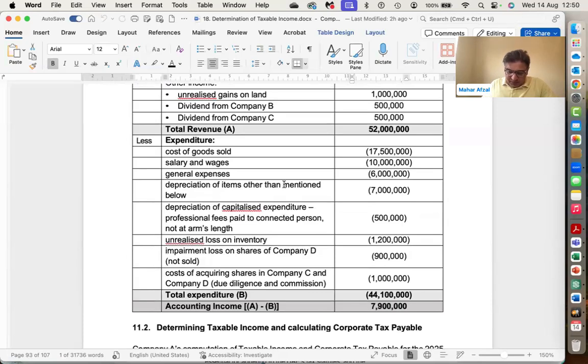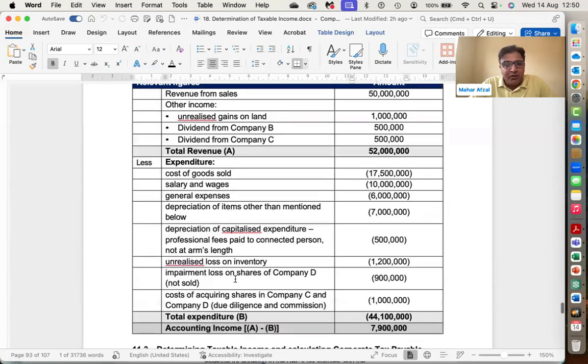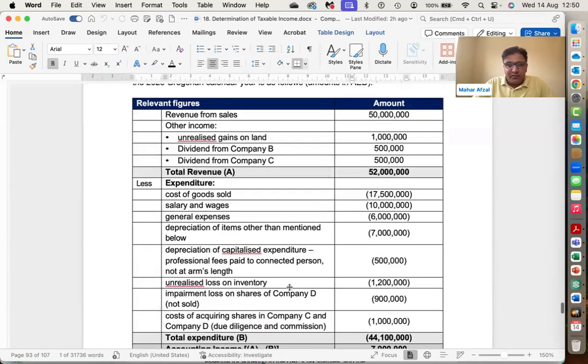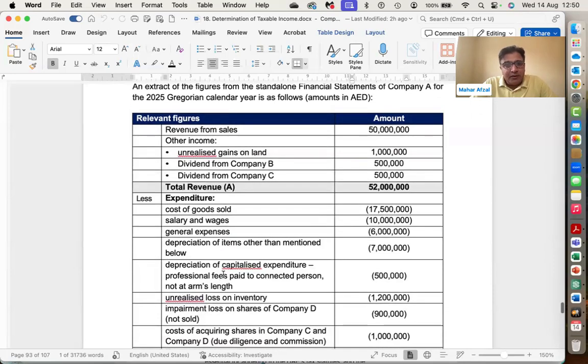Accounting income is 7,900. This is my profit. Cost of acquiring shares in C and D should be added back, because if revenue is not subject to tax, related expenses should not be allowed. Impairment loss on company D, losses should not be allowed. Unrealized loss on inventory should not be allowed because we are following realization basis. Professional fee paid to connected person is not at arm's length basis, so tax authorities will not allow it. It should be added back.